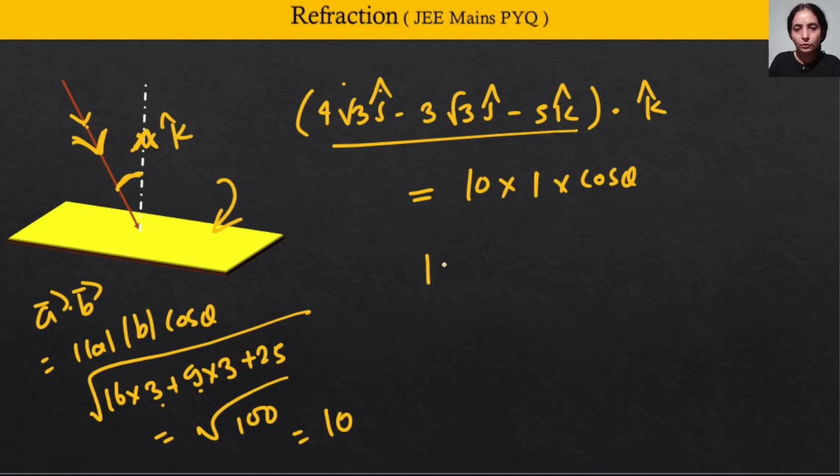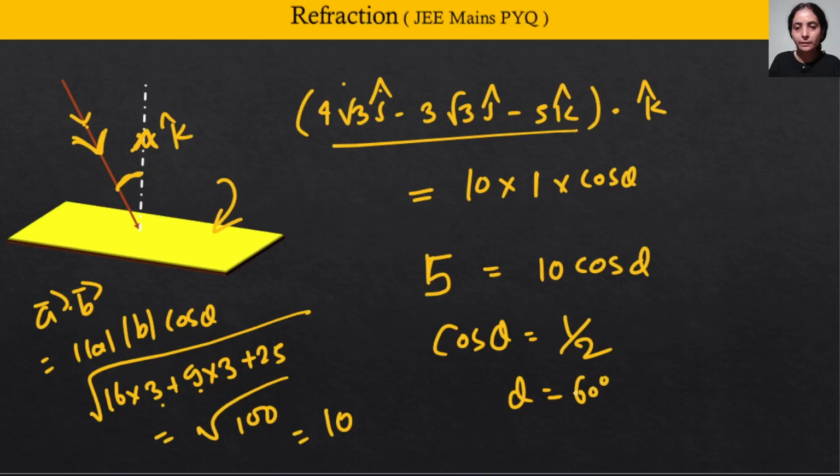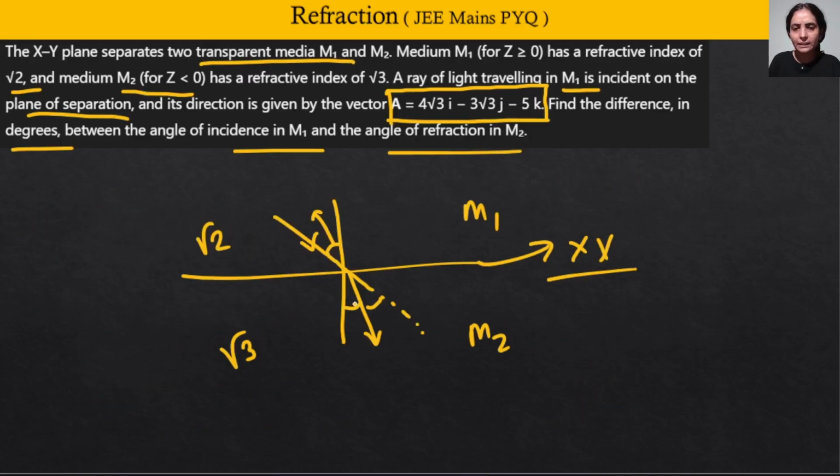मॉड्यूलस लिखकर चलते हैं. So this will be 5 basically, and this is equal to 10 cos theta. So theta is equal to how much? Half. Sorry, cos theta is equal to half. So theta is equal to how much? 60 degree. ठीक है. So we have got this angle, and if we have got this angle, we can easily calculate r. तो चलो अब Snell's law use करते हैं.